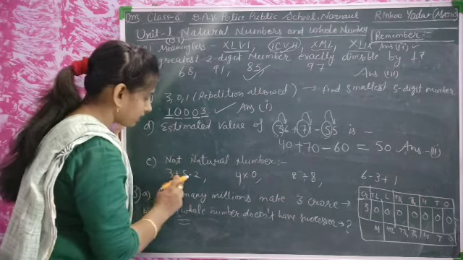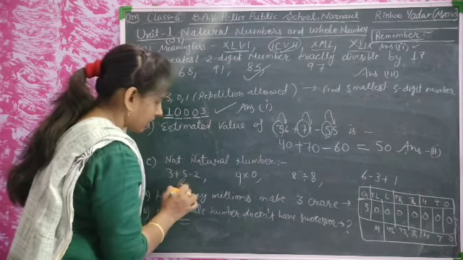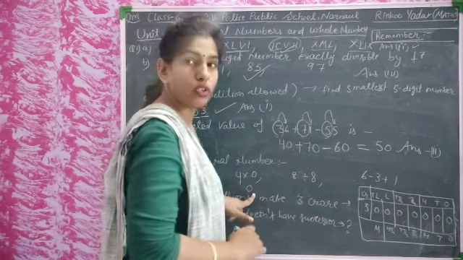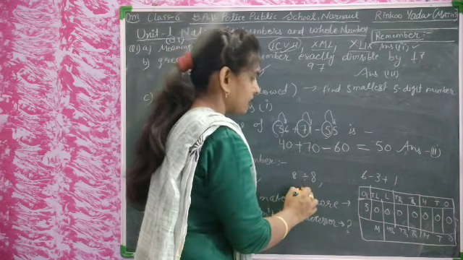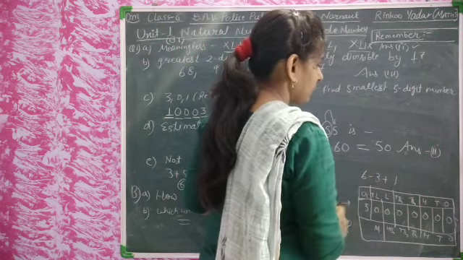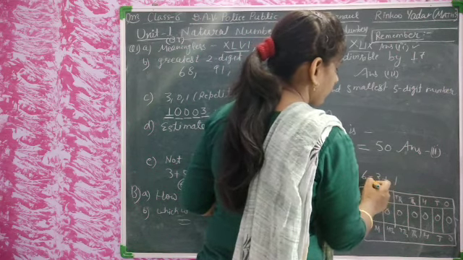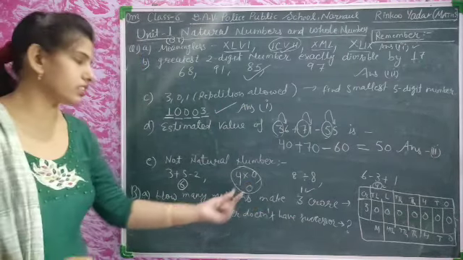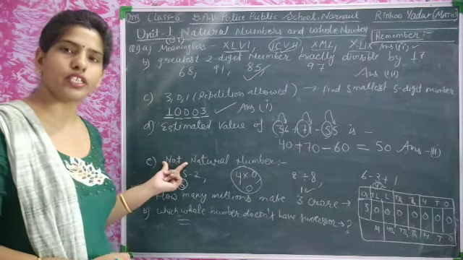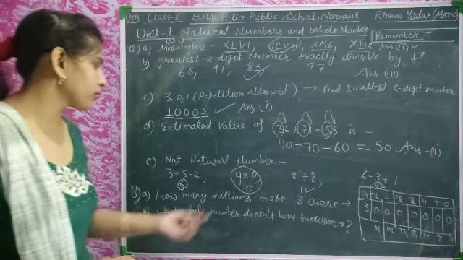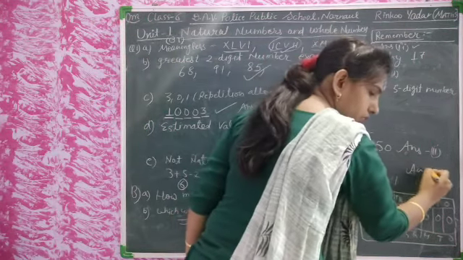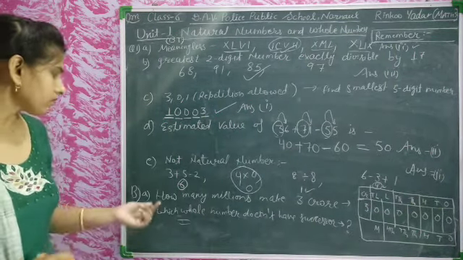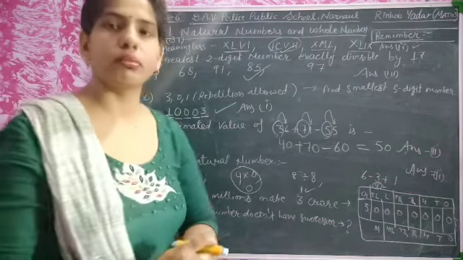So calculate here. 3 plus 5, 8 minus 2, 6. This is a natural number. 4 into 0 equals 0. It's not a natural number. 8 divided by 8 equals 1. This is a natural number. 6 minus 3, that is 3, 3 plus 1, 4. This is also a natural number. So this is not the natural number, and you have to find the not natural number. So your answer is 0. It means the answer is the second part. Second part answer.